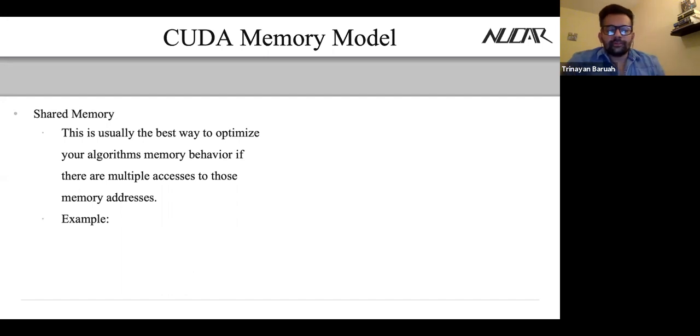So it is a very useful type of memory that is available in GPUs, and it's very helpful in optimizing some algorithms. And I think one of the lab assignments has you use shared memory to do performance improvements on a GPU program.